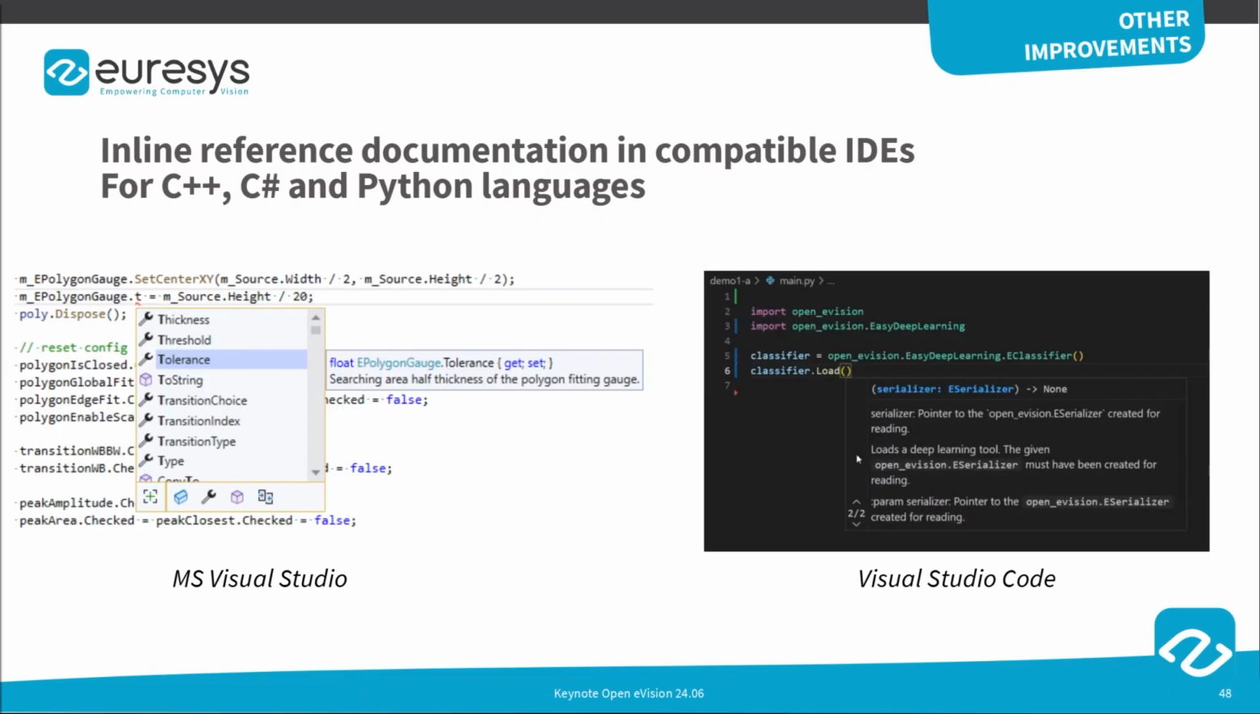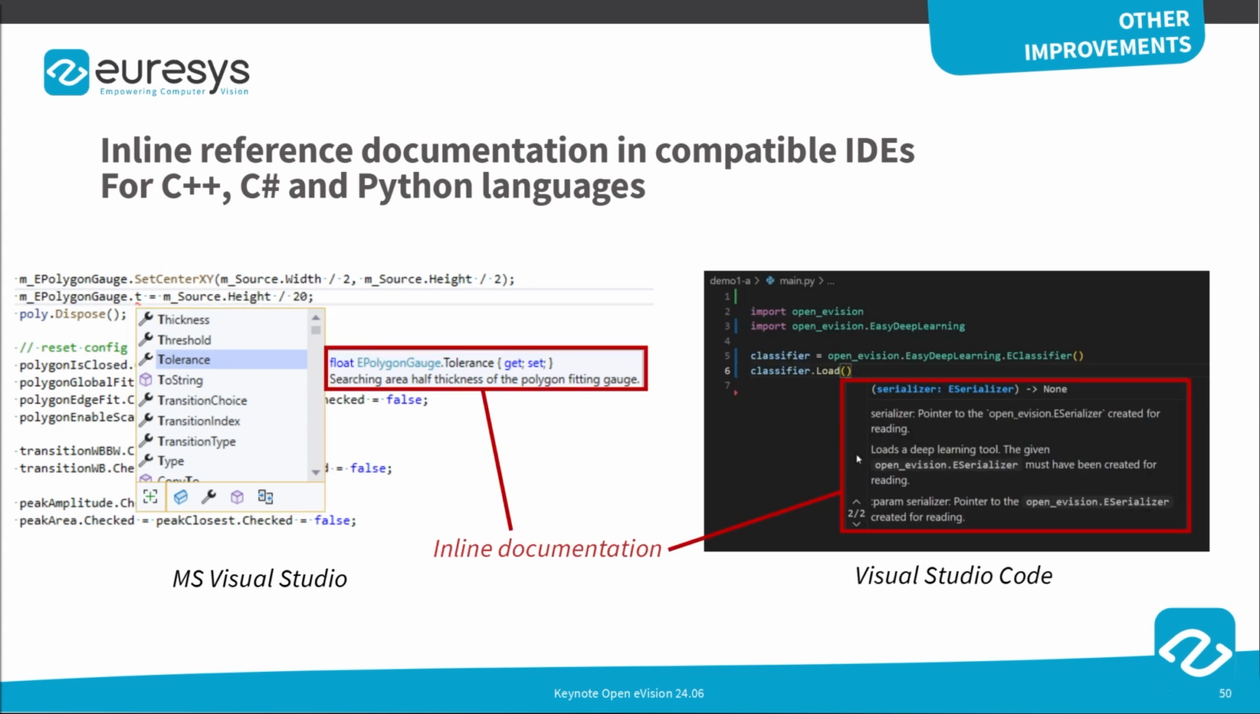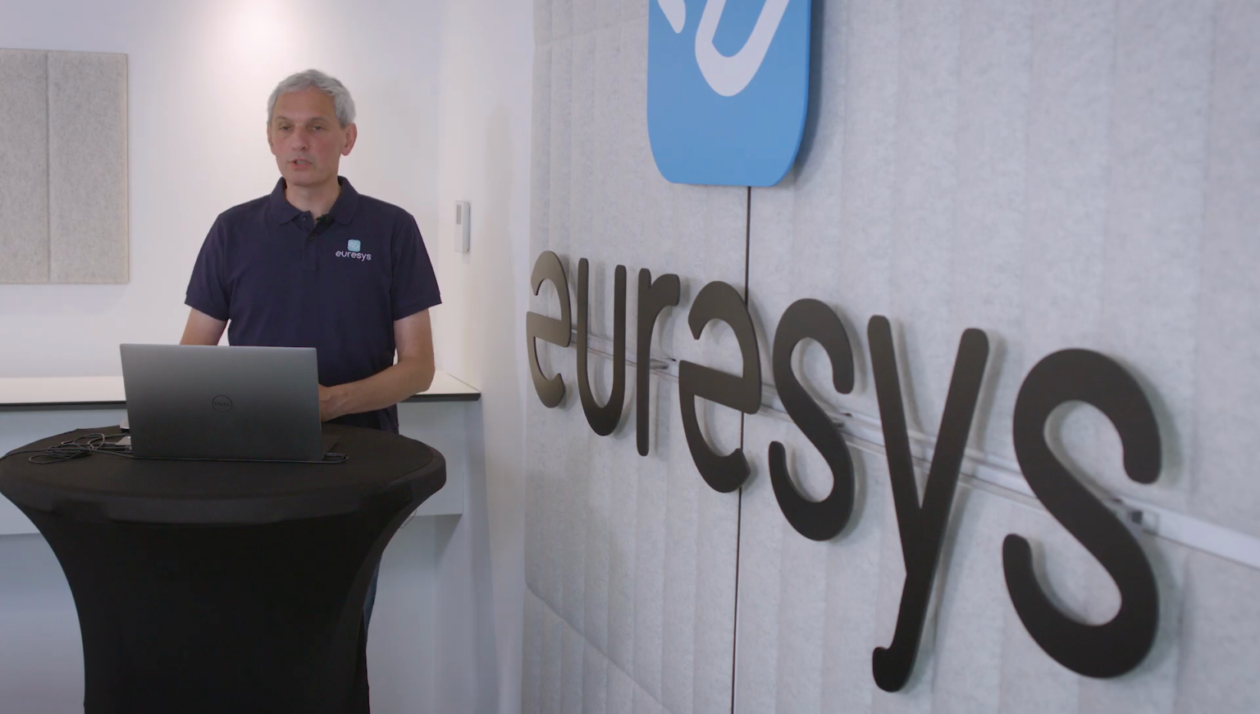And finally, we also improved the way the documentation is available in the IDE. When you develop with OpenEVision using your favorite IDE, you can now get code completion. It shows you all possible methods, classes, namespaces, members you can access with OpenEVision, but also, and that's very interesting, documentation for all these methods. So in Visual Studio Code or, for example, Microsoft Visual Studio, you get inline reference documentation for all OpenEVision methods.